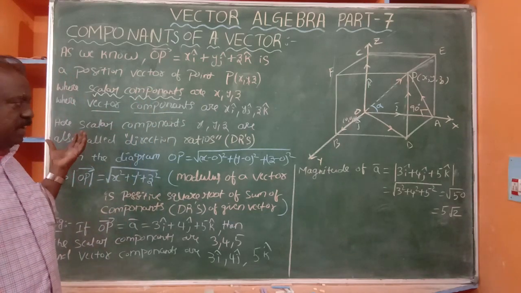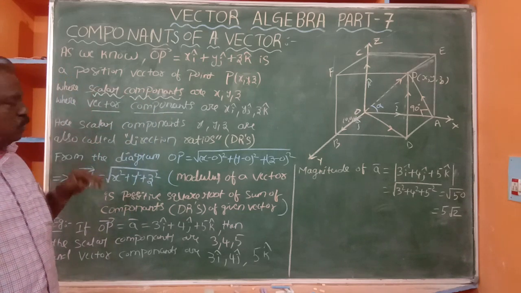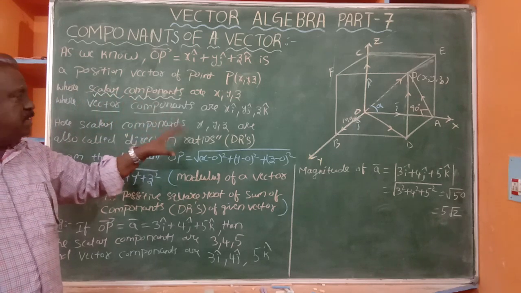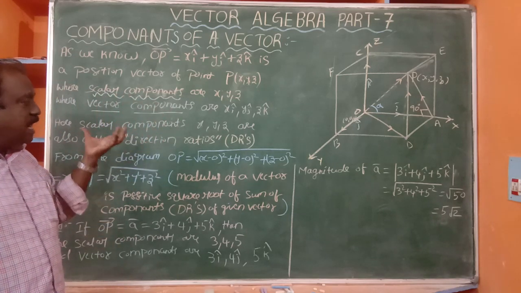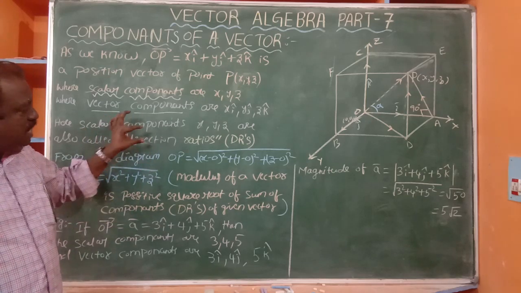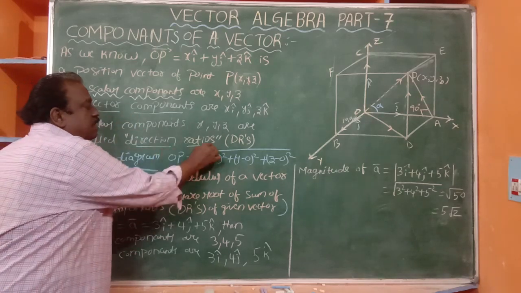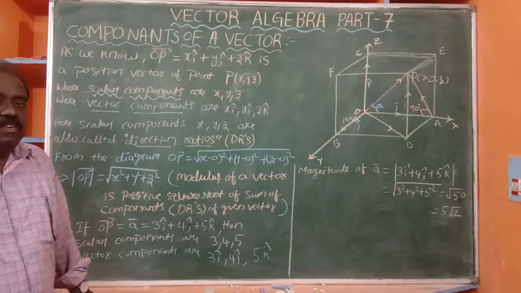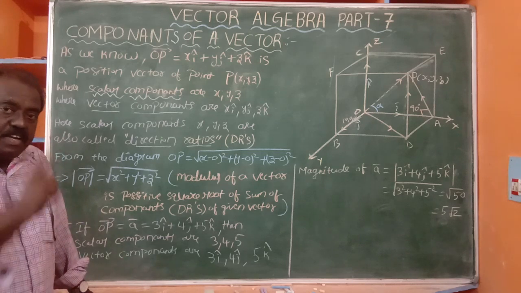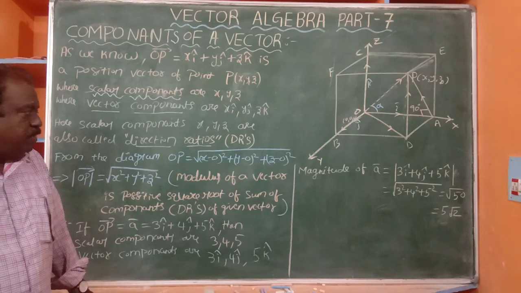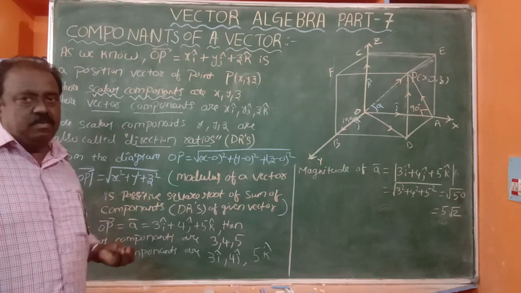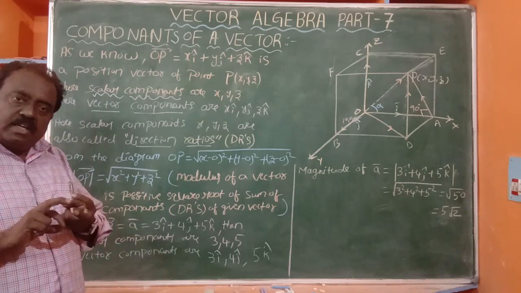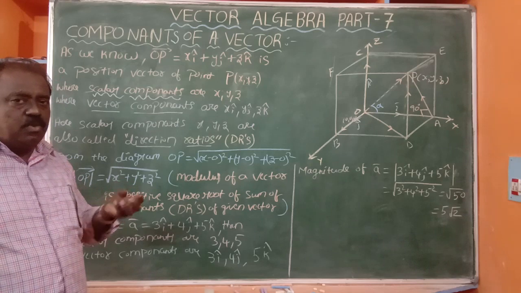And again, here is important. Here the scalar components, which are x, y, z, are called the direction ratios. This concept, direction ratios, will come in three-dimensional geometry. After completion of vectors, we can study that one. But before that, we have to take that concept. It is interlinked. After vectors, we deal with 3D geometry, but some concepts we have to take up now.